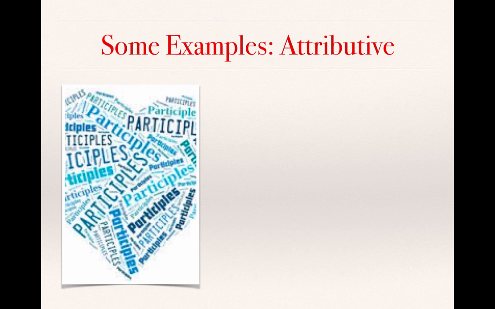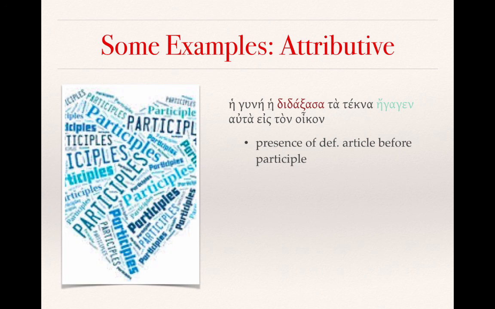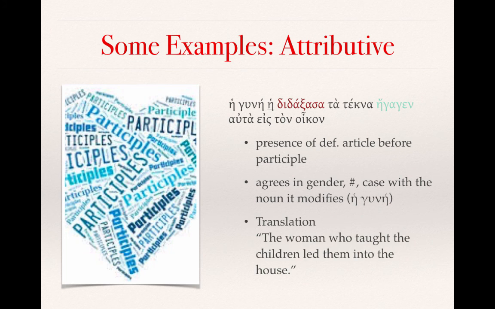Here is an example of the attributive use of the aorist participle. He gune, he didaxa, ta tekna, egagen, auta es tan oikan. You'll notice that this participle, which is highlighted in red, has the definite article before it. Therefore, we know that we're either in the attributive or substantive use. In this case, it agrees in number and gender and case with the noun it modifies, he gune. So we know that we have an attributive participle. And so we would translate this as, the woman who taught the children led them into the house. So once again, that attributive participle is describing or adding some information about he gune.